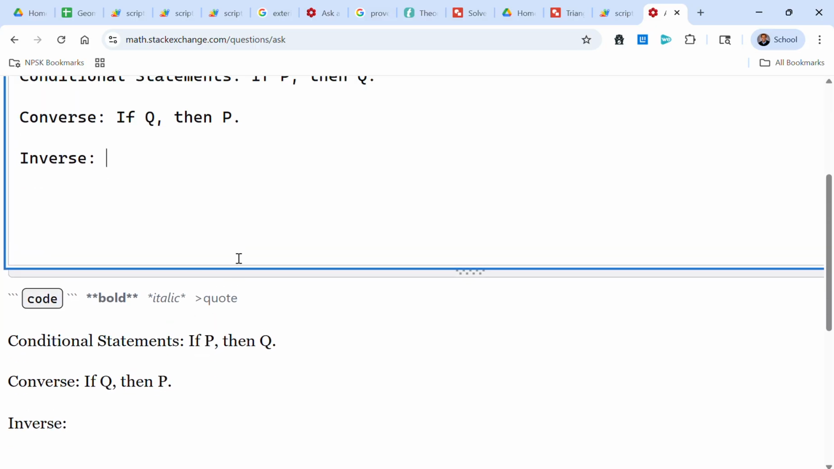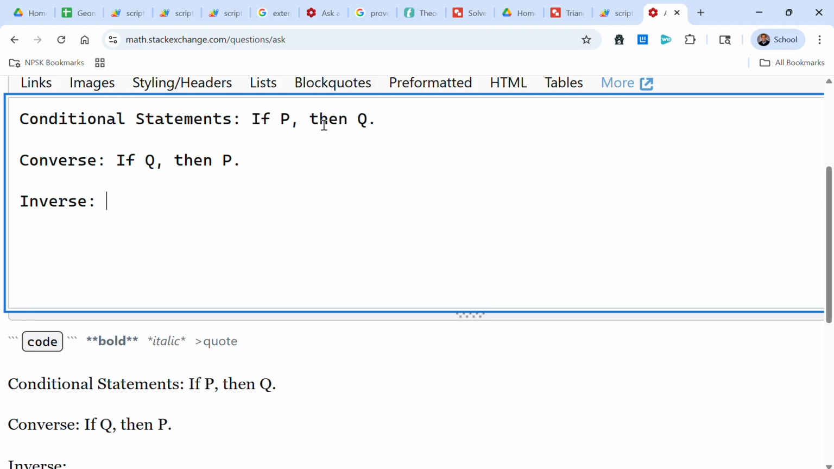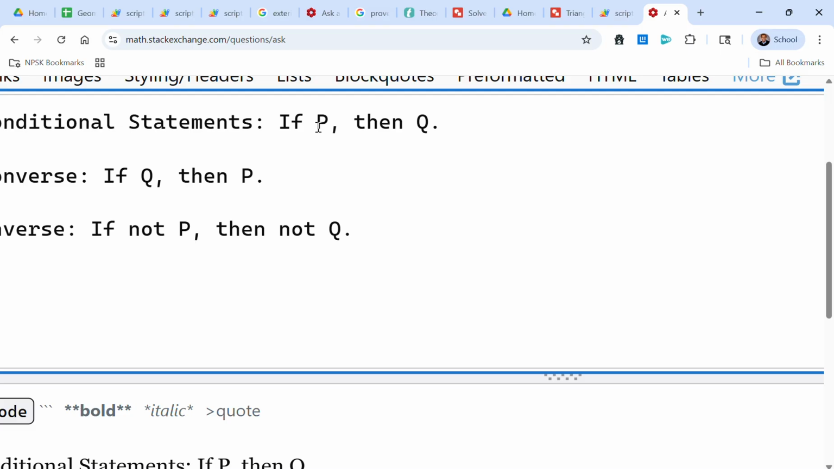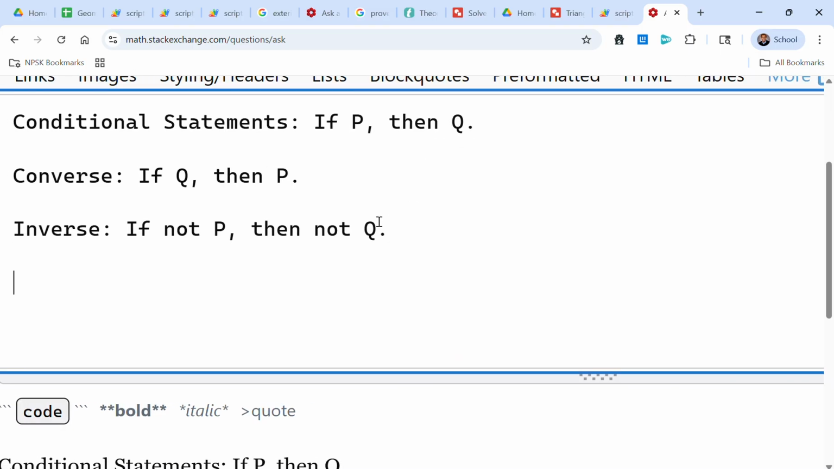And what this says is you pretty much negate this, and you keep it in the same order. You say if not P, then not Q. So that's what the inverse is. You're just negating this, and you're negating this over here. And last but not least, we have the contrapositive.